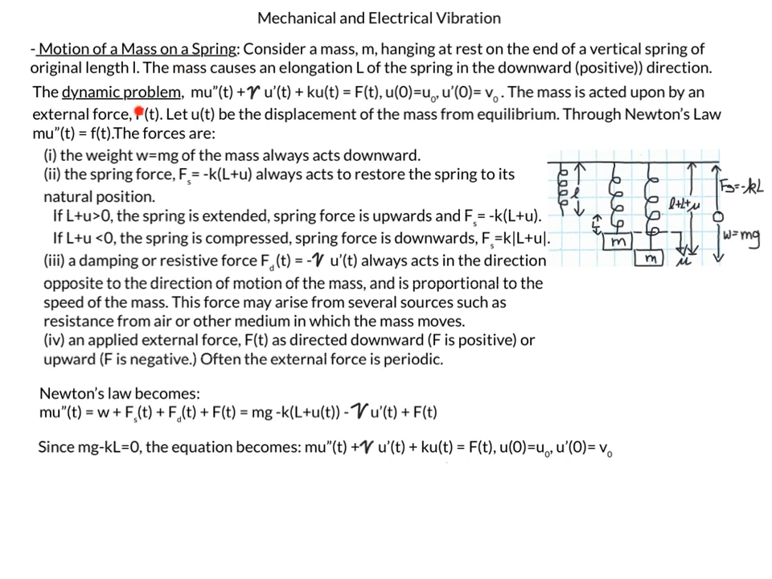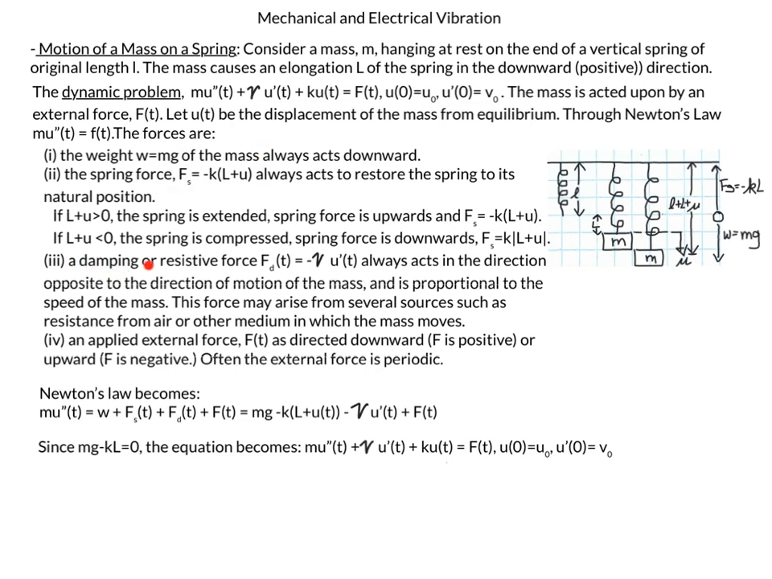We will continue to the dynamic problem. So the mass can be acted on by an external force, F of t. Let u of t be the displacement of the mass from equilibrium at time t. Through Newton's law, we have F, that's our forces, is equal to mass times acceleration. And the forces are, one, the weight of the mass acting downwards, and the spring force, and now we have this additional displacement of u. So we have minus k times L plus u, and it always acts to restore the spring to its natural position. There are some other notes here, which I'm going to skip, but essentially it just confirms that whether the spring is extended or compressed, this is the equation we want.